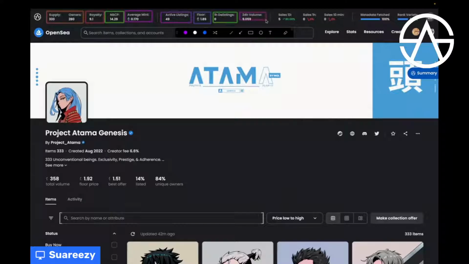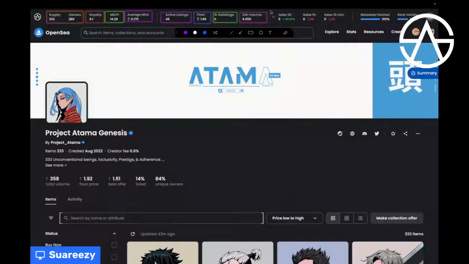The next metric right here is actually going to be 24-hour volume. So right here we can see the ETH volume traded within the last 24 hours. So again, gives us a nice metric just off the bat, seeing how much demand is actually coming in within the last day. Are we over the demand from yesterday? Are we under? What's actually happening with that?